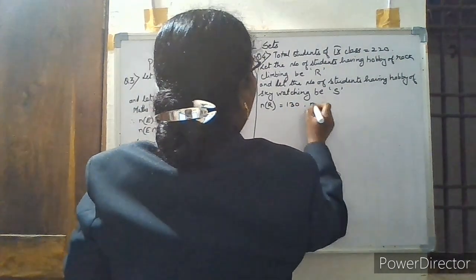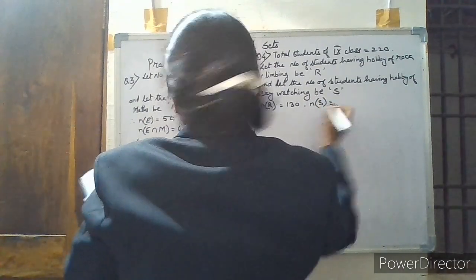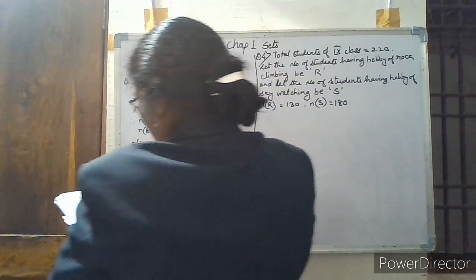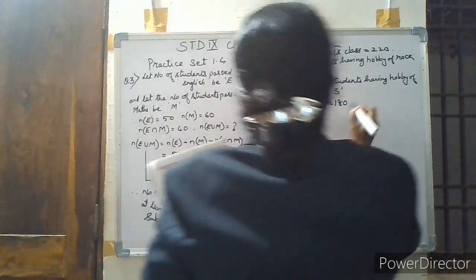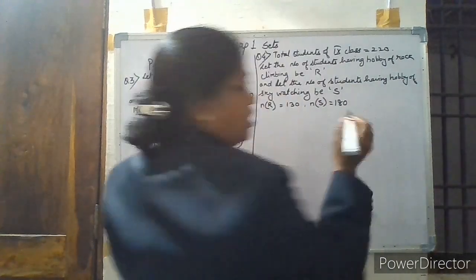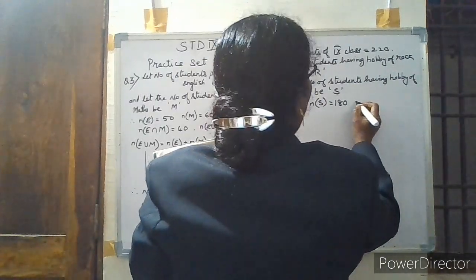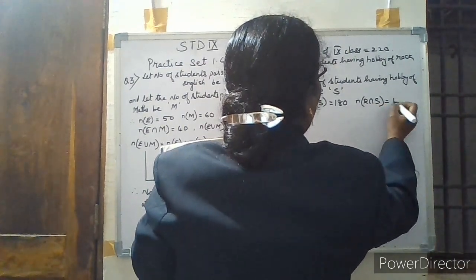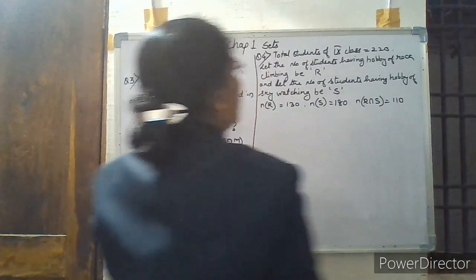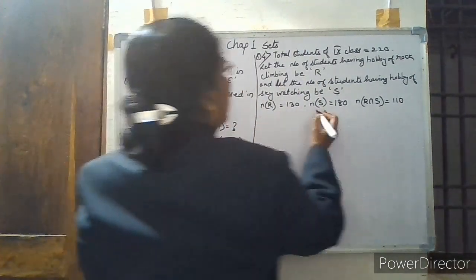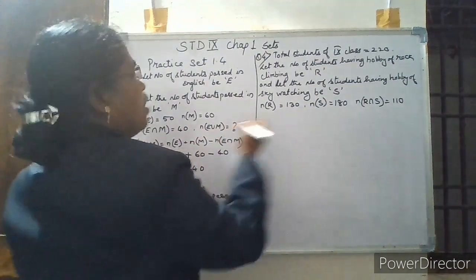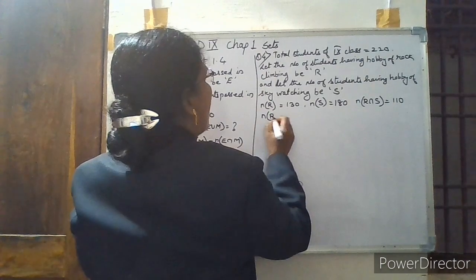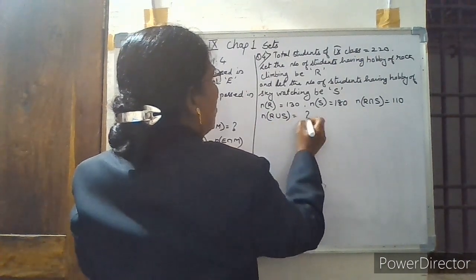Then next, the number of students of sky watching is equal to 180. Then 110 students have both the hobbies. That is, when they have both, it means intersection. So the number of students of R intersection S is equal to 110. Here again, like the previous one, we are missing the union. So this is the question we have to find out: R union S is equal to what?